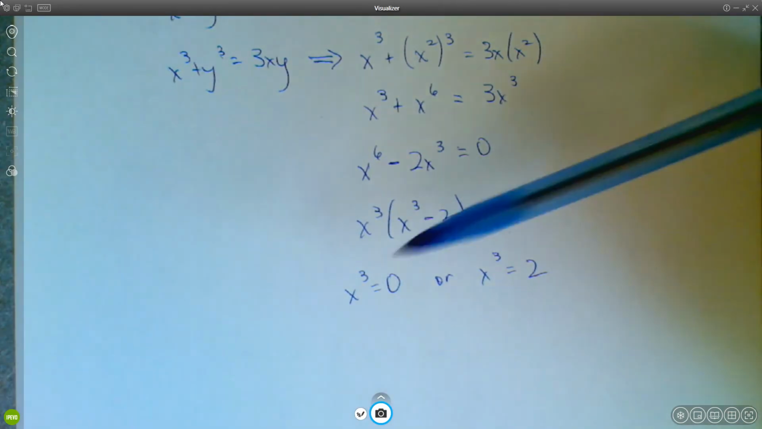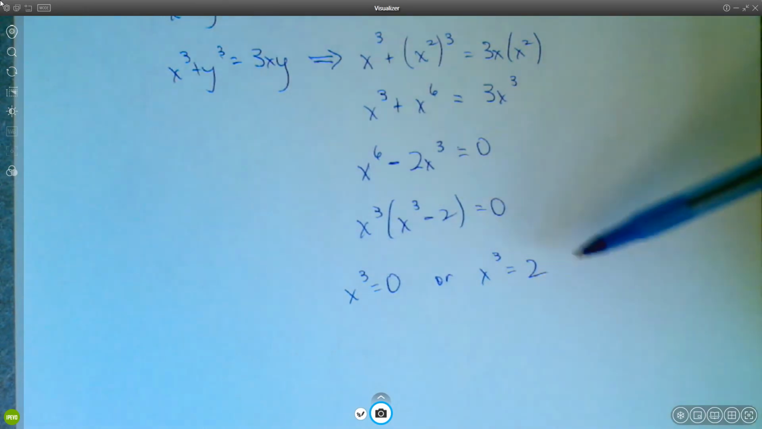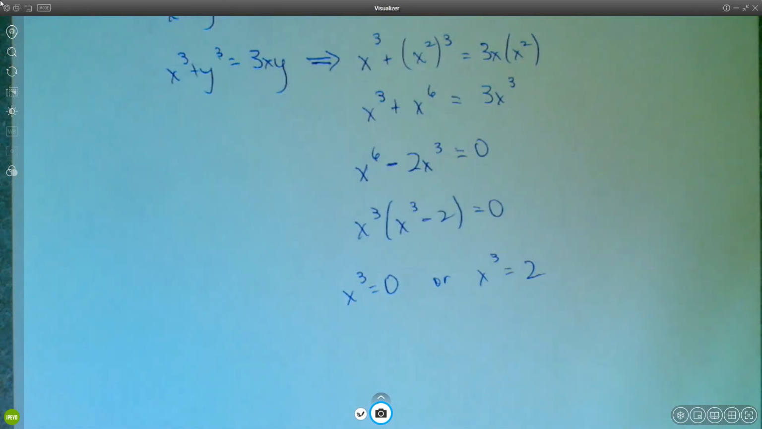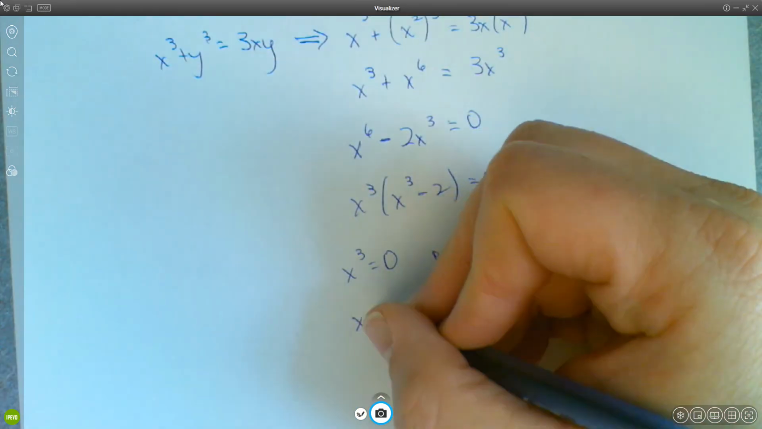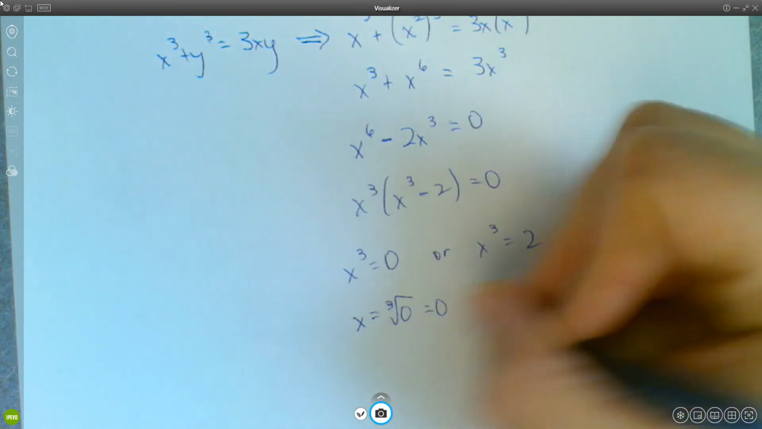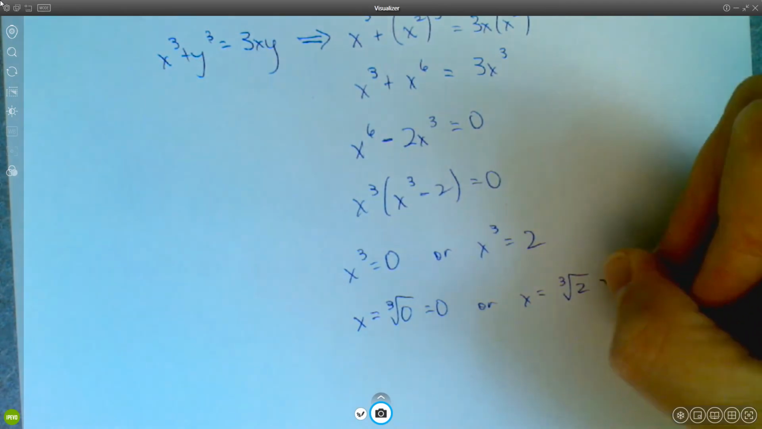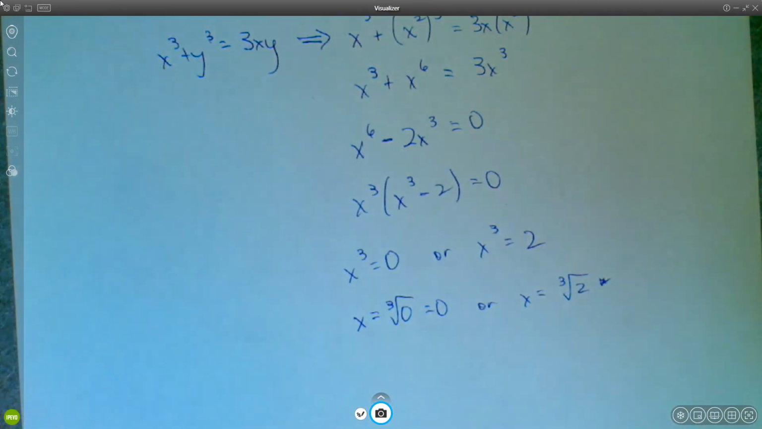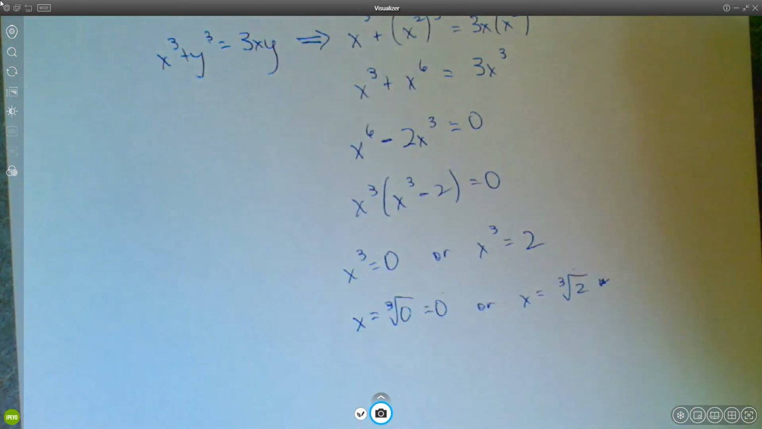However, 2 of the solutions that come from this equation are going to be non-real, and 2 of the solutions that come from this equation are going to be non-real. The only real solutions you get are x equals cube root of 0, which is 0, or x equals cube root of 2, 2 to the 1/3 if you like. But anyway, those are the two solutions, x equals 0, x equals cube root of 2.